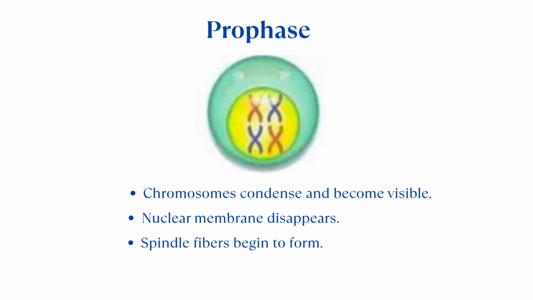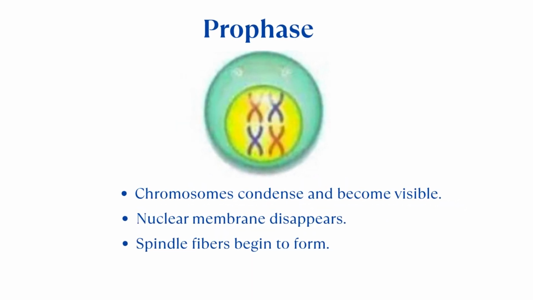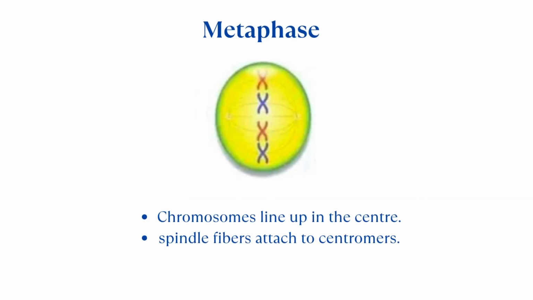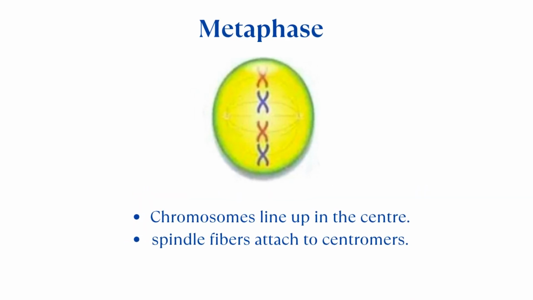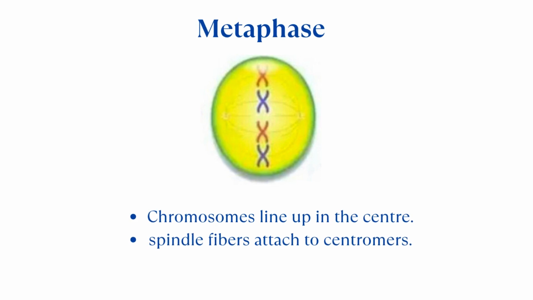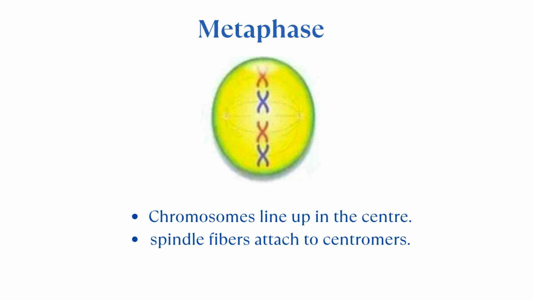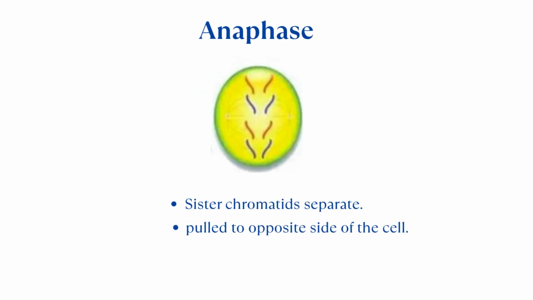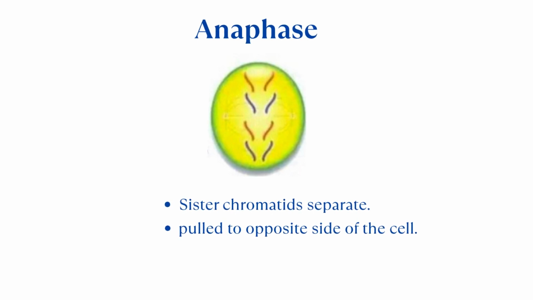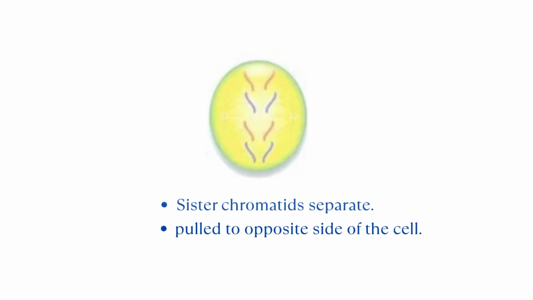In prophase, the chromosomes become visible and the nuclear membrane breaks down. Spindle fibers start to form and move toward opposite sides of the cell. Next, in metaphase, the chromosomes line up in the center of the cell, like books on a shelf. Spindle fibers attach to the center of each chromosome. During anaphase, the spindle fibers pull the sister chromatids apart. They move to opposite ends of the cell.